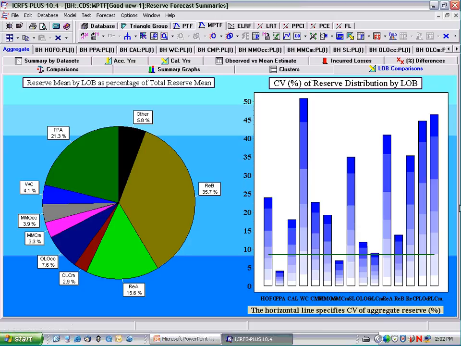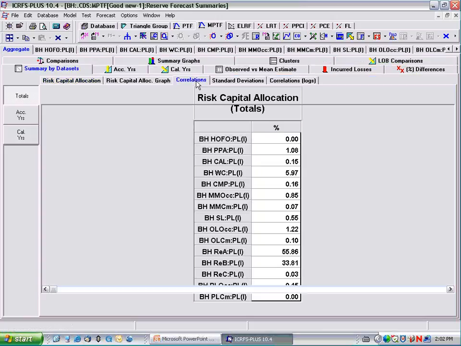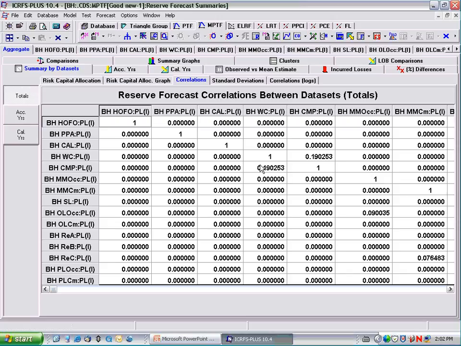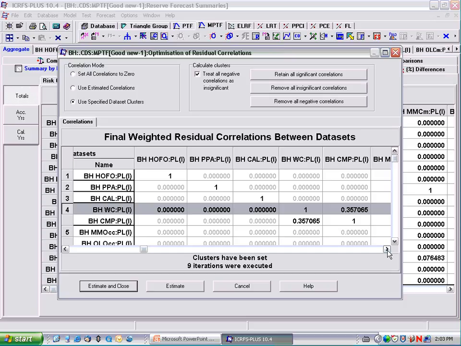Okay, so by writing more risk, provided there wasn't too much correlation between them, you are in fact reducing the coefficient of variation. In fact, why don't we now look at the correlations in the reserve distributions. And between workers' comp and CMP, it's 0.19. But what's the actual process correlation? The actual process correlation is 0.357. So you see the reserve distribution correlation is in fact less.